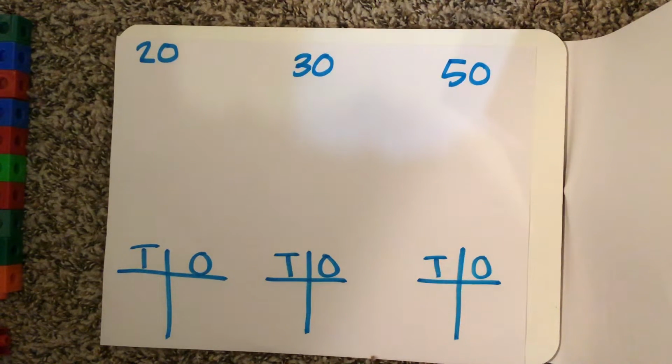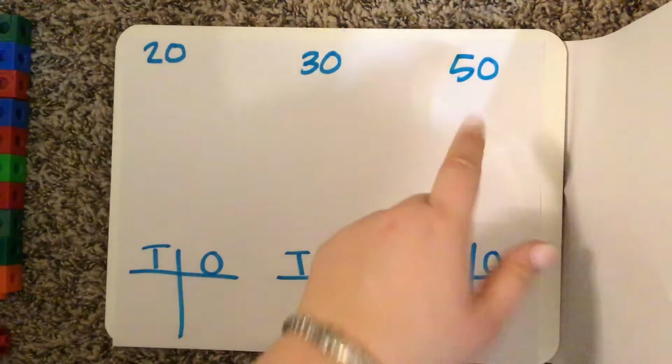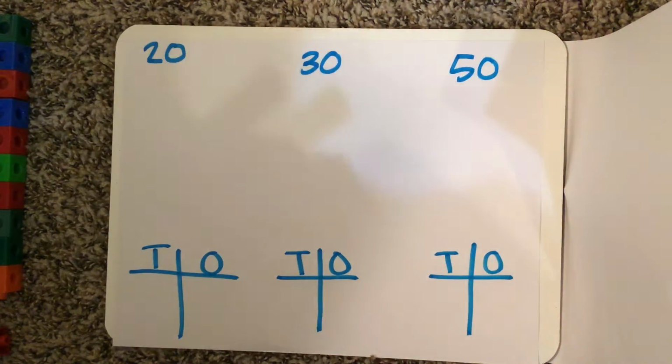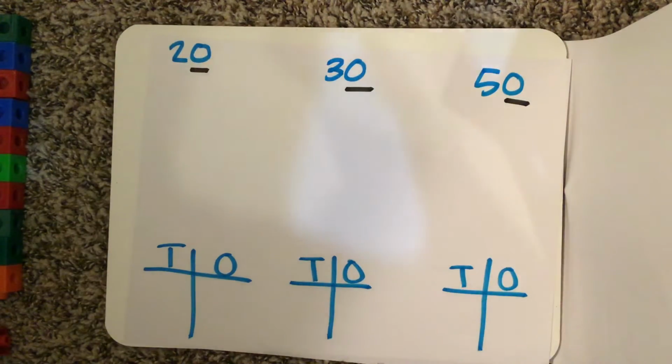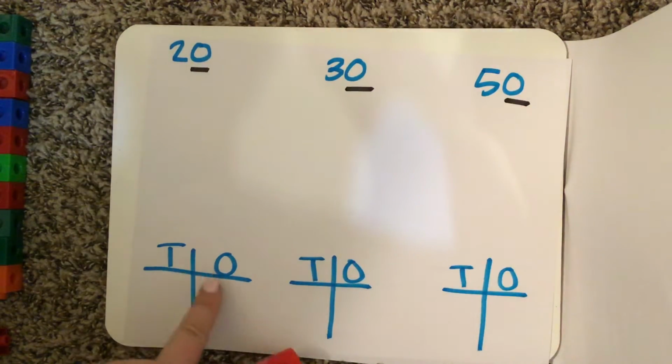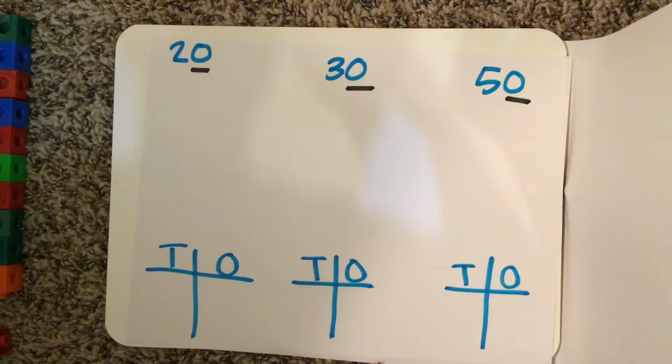Today we're going to be still looking at tens and ones, but with different types of numbers. What do all these numbers that I've written above have in common? 20, 30, and 50. What do you see that is the same in all of these? If you said a 0, you are correct. Where is that 0 though? Is it in the tens place or is it in the ones place? It's in the ones place.